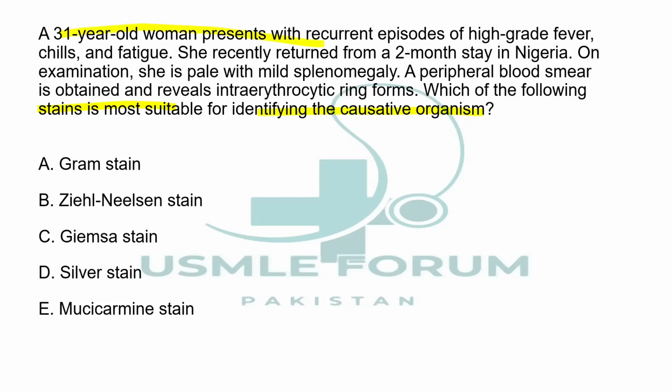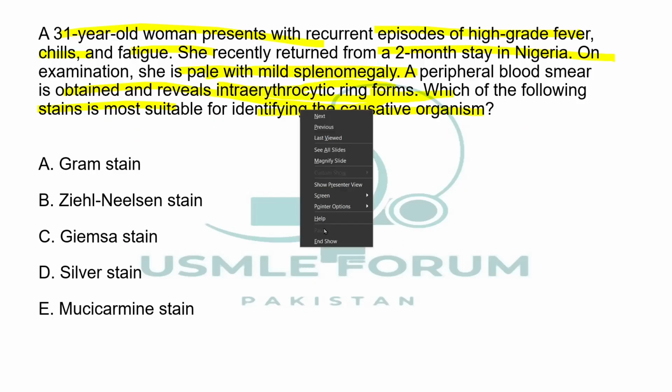So, a 31-year-old woman presents with recurrent episodes of high-grade fever, chills, and fatigue. She recently returned from a 2-month stay in Nigeria. On examination, she's pale and has mild splenomegaly. A peripheral blood smear is obtained and reveals intra-erythrocytic ring forms. Which of the following stains is more suitable for identifying the causative organism?